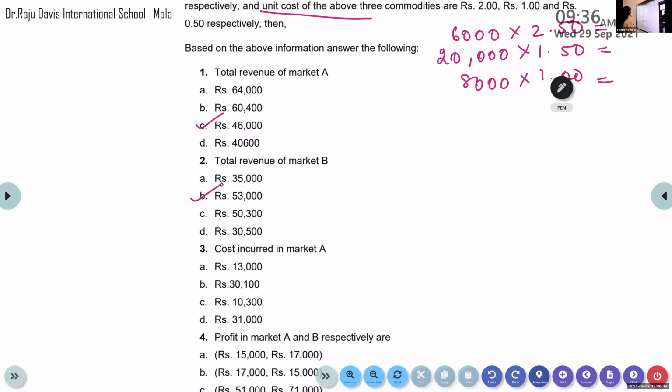Now look at the next one. What about the third one? Cost incurred in market A. That means we want to find the cost function, isn't it? Cost, not the selling price. We want to find the total cost price in market A. So how to do that?